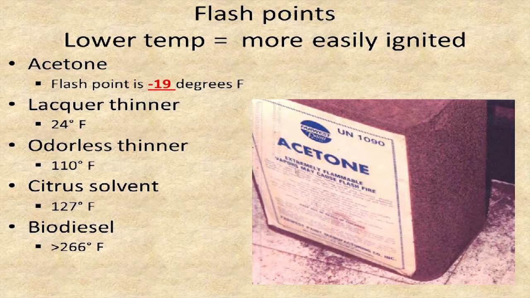So acetone, which is incredibly flammable, has a flash point of 19 degrees below 0 Fahrenheit. Lacquer thinners, 24 degrees above 0. Odorless thinner, 110 degrees. Citrus solvent, 127 degrees. And biodiesel is greater than 266 degrees. Not very flammable. So if you're looking for something that poses less of a fire hazard in your studio, look for something with a higher flash point, which means you need to warm it up to, in the case of citrus solvent, 127 degrees before any flammable vapors will be coming off.